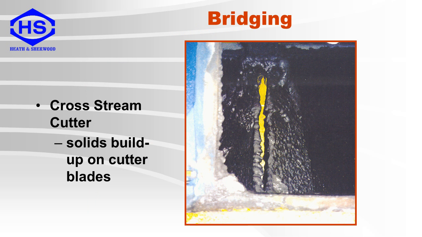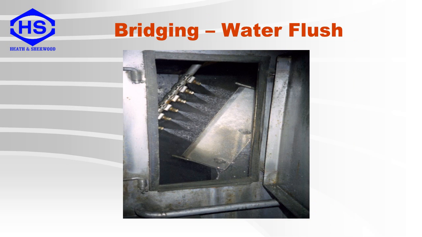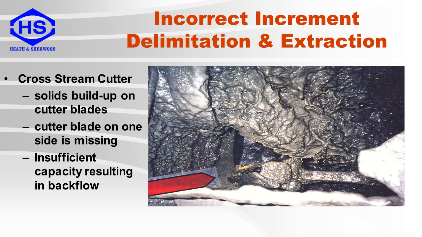This is an example of bridging or buildup. Again, the blades are no longer parallel or even. In this case, some sections will take less sample than others. The effects of bridging or buildup can be reduced by including a water flush system in the sampler design. This linear sampler has several problems. There is solids buildup on the cutter blades, a cutter blade on one side is missing, and there is insufficient capacity in the cutter and discharge pipe, which may result in backflow or sample being rejected.